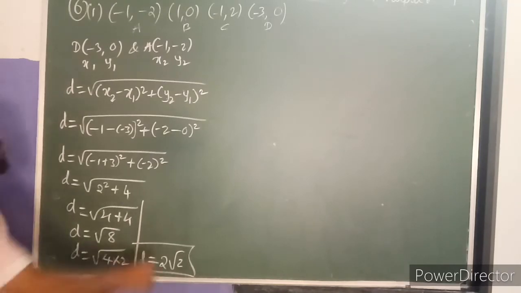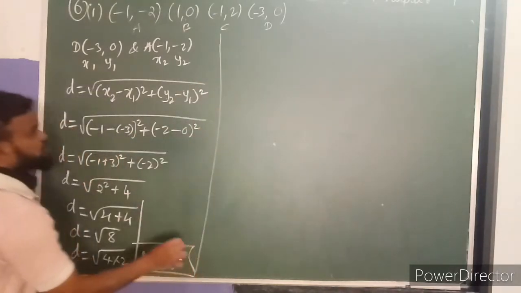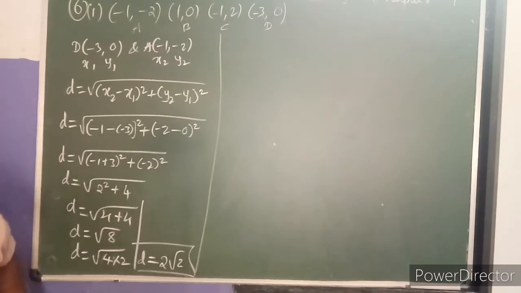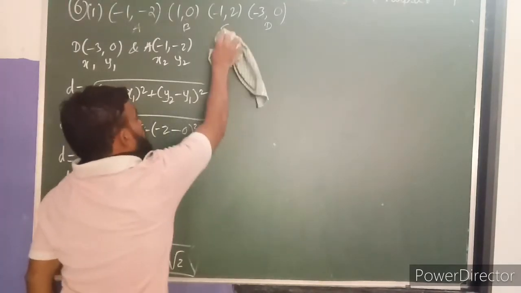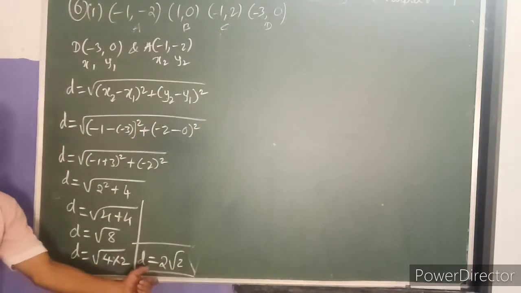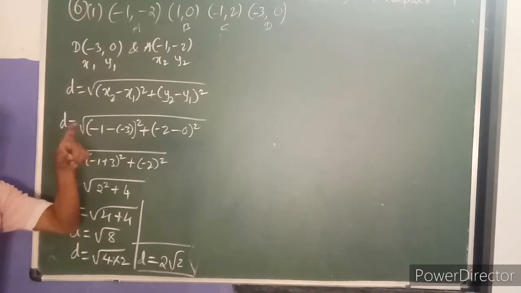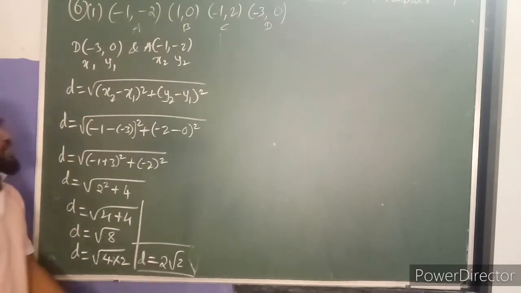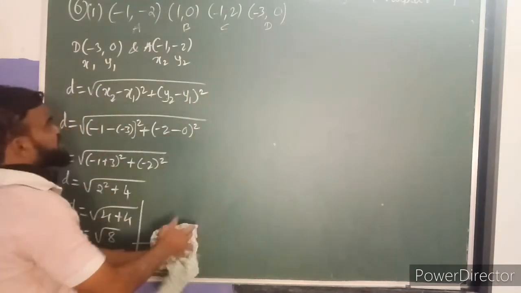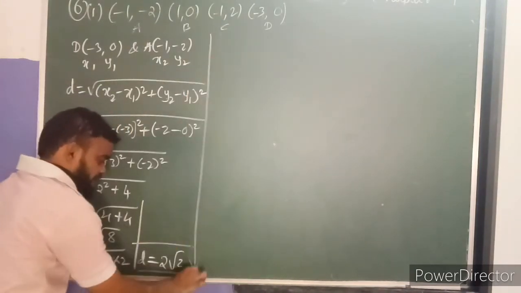Got it? Now I have to find the two diagonal lines. What do we have to find? The two diagonal lines, that is AC and BD. All the sides we are getting 2 root 2: AB is 2 root 2, BC is 2 root 2, CD is 2 root 2, and here also we are getting 2 root 2. Now I have to find the diagonals AC and BD.